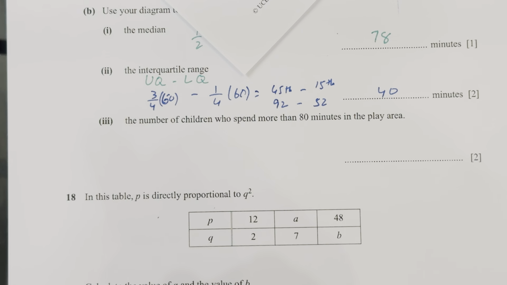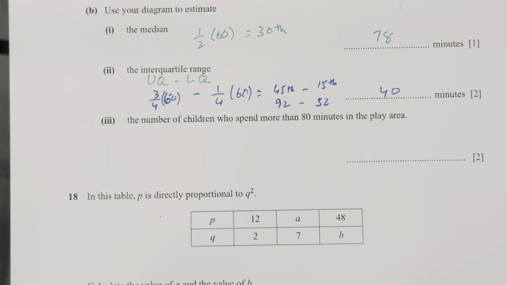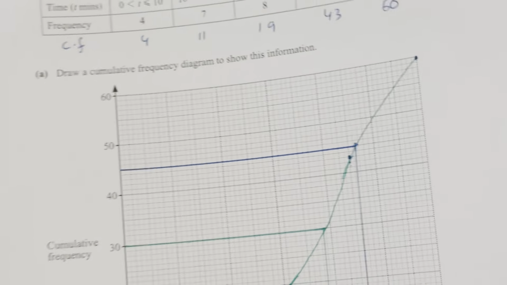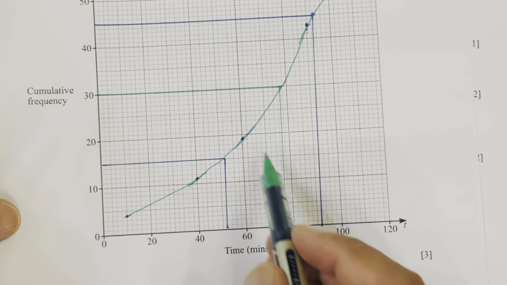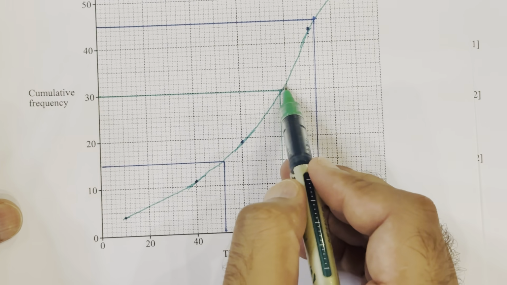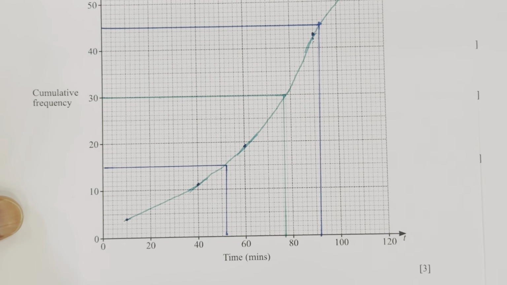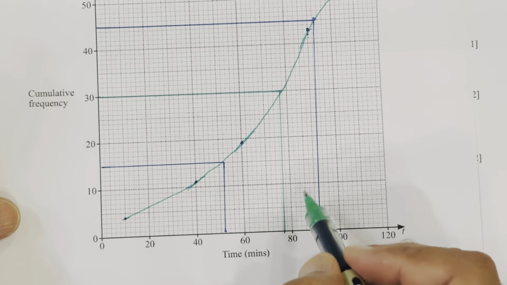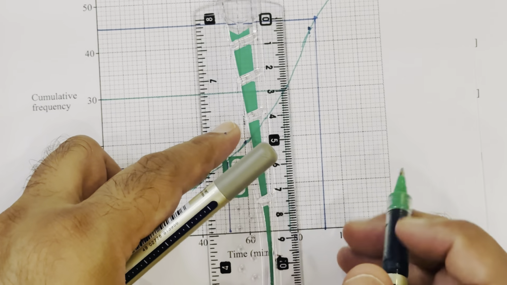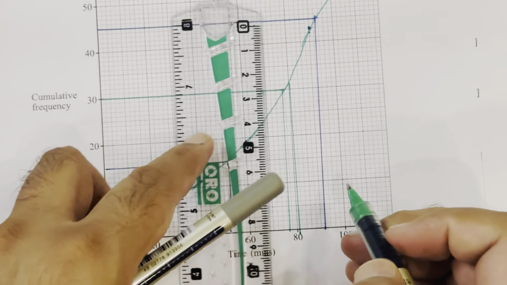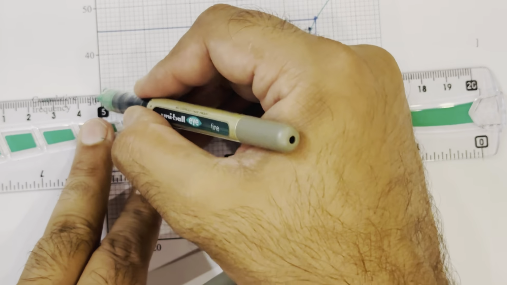Okay. Next part is the number of children who spend more than 80 minutes playing in the area. More than 80 minutes means the graph is showing values more than 80 minutes at this point. This value and above should be equal to this value. So more than 80 minutes should be at the 32nd or 33rd value. You need to match this value to this. So it would be the 32nd or 33rd.